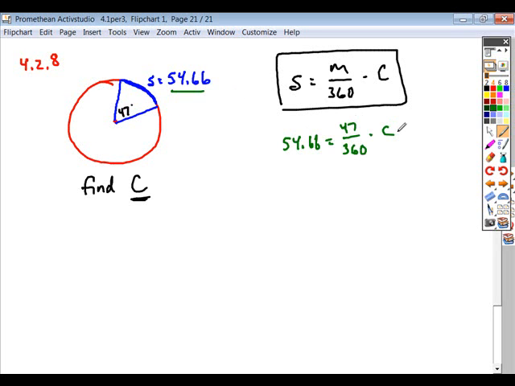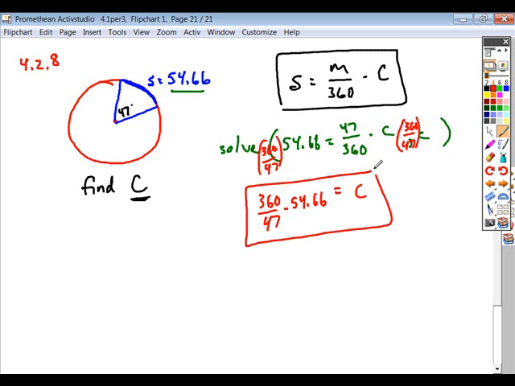So you have a couple options here. If you're using your TI-89, you could just write solve, enter the equation exactly as it appears, or replace c with an x or whatever you want to use, and it'll give you your answer. If you're doing this by hand, the way that you would isolate the c is you'd multiply both sides by the reciprocal. So you'd multiply both sides by 360 over 47. And so if you took 360 over 47 times 54.66, that's going to give you your c value.